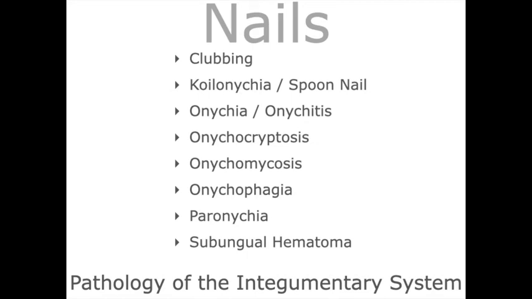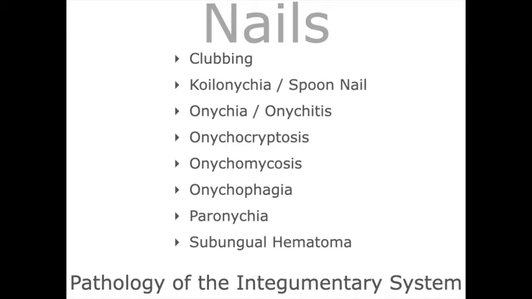Clubbing is abnormal curving of the nails that is often accompanied by enlargement of the fingertips. This condition can be hereditary or can be caused by changes associated with oxygen deficiencies related to coronary or pulmonary disease, which usually occurs in adults. Koilonychia, also known as spoon nail, is a malformation of the nails in which the outer surface is concave or scooped out. Koilonychia is often indicative of iron deficiency anemia.